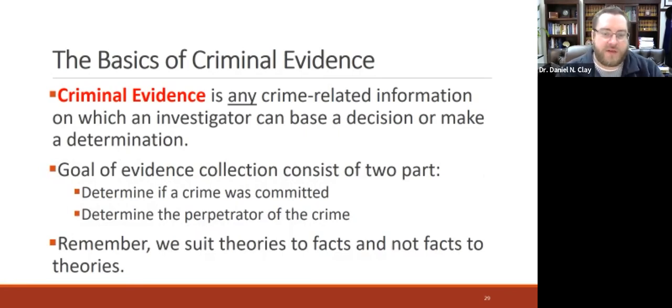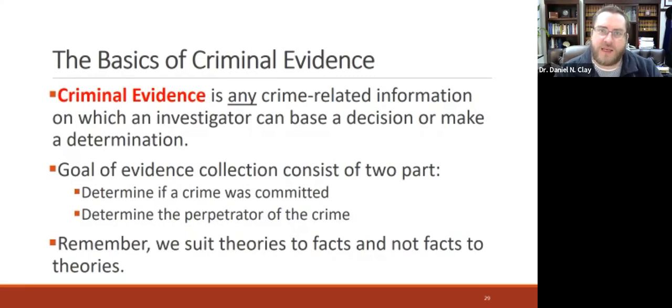Now, the goal of evidence collection, the reason we look for evidence, has two parts. The first part of collecting evidence is to determine if a crime was committed. Things look suspicious all the time, and they're not. So we look at the evidence to say, is there something else here?